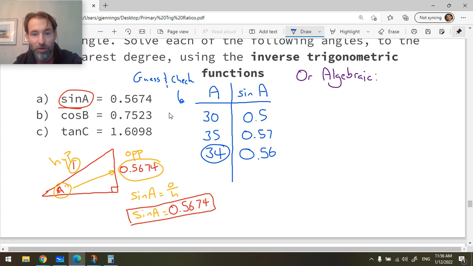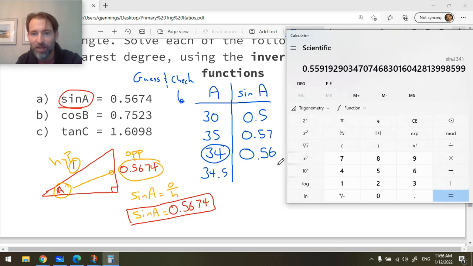And then I can try 34.5, and that should be very, very close. Because you see, I was too big there, I was too small there, so I'm going to try something right in between those two angles.